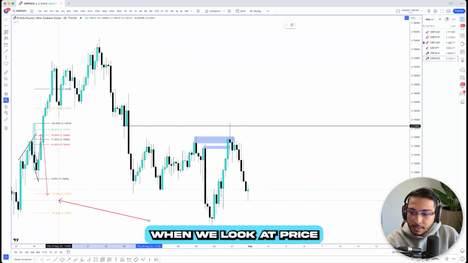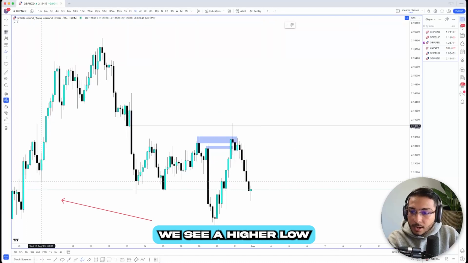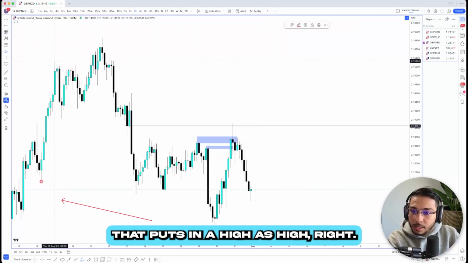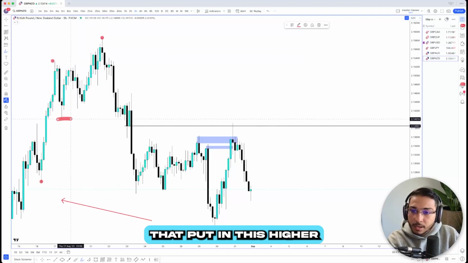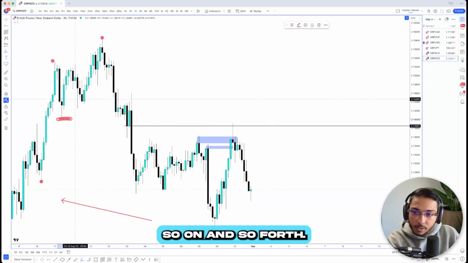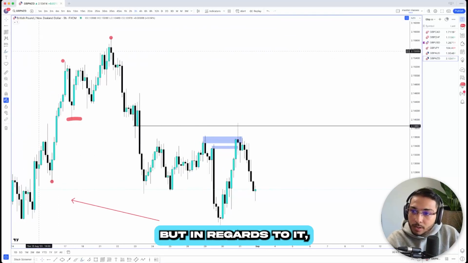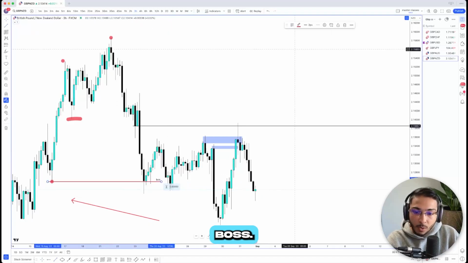When we look at price previously back in this range, what do we see? We see a higher low that puts in a higher high, right? We could say this is the higher low that put in this higher high. Or we could say this is the higher low that put in that high, higher low that put in that high, and so on and so forth, right? But in regards to it, this point here is a major break of structure on this pair, major BOS.